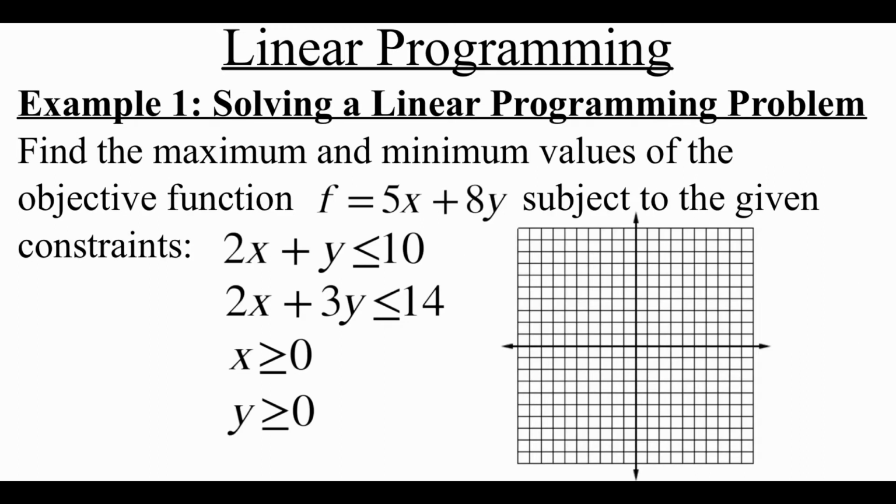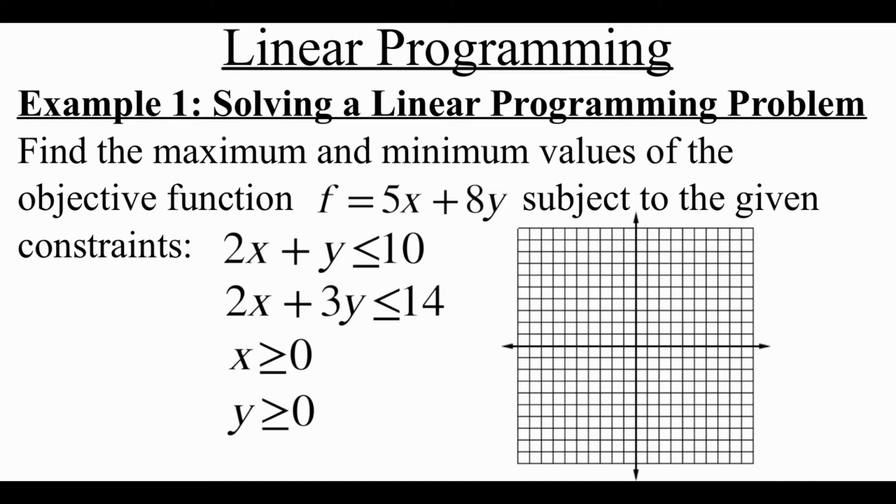So here in this first example, we're going to look at finding the maximum and minimum values of our objective function f, which is 5x plus 8y, and we're given these four constraints down below. So the first one, we've got 2x plus y is less than or equal to 10. Our second one, we've got 2x plus 3y is less than or equal to 14. x has to be greater than or equal to 0, and y has to be greater than or equal to 0. So what I'm going to start off doing is graphing out all of these different inequalities.